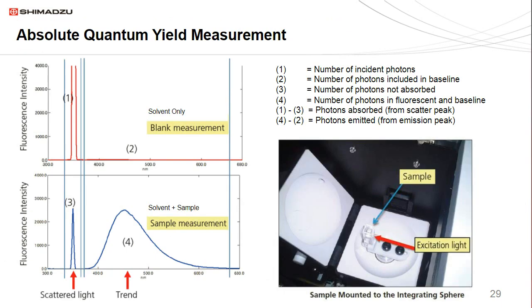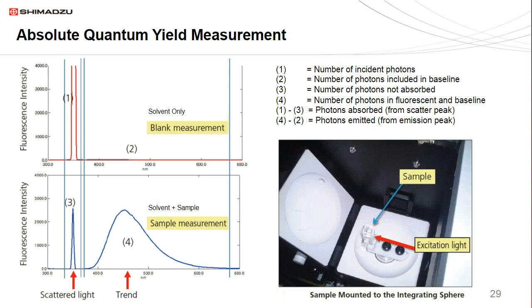Now, for an absolute quantum yield, it's actually a much more simplistic measurement, but it does require a more expensive piece of equipment. It requires an integrating sphere that you see pictured on the right-hand side. You see the cuvette resting inside the integrating sphere. And the reason why this can be an absolute measurement is when you close the lid, all of the light that is emitted by the sample is collected by the sphere.